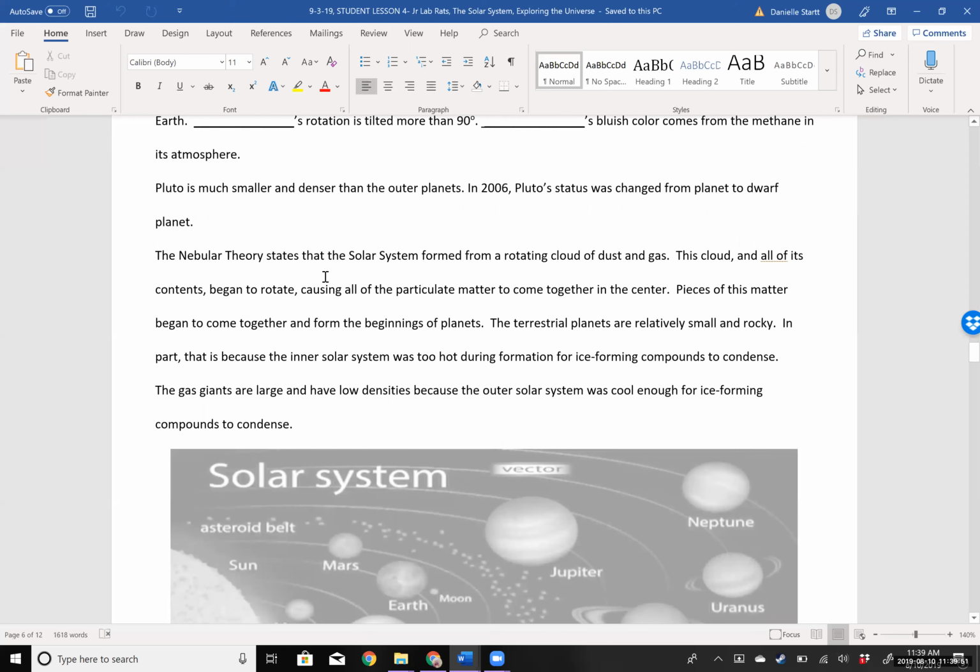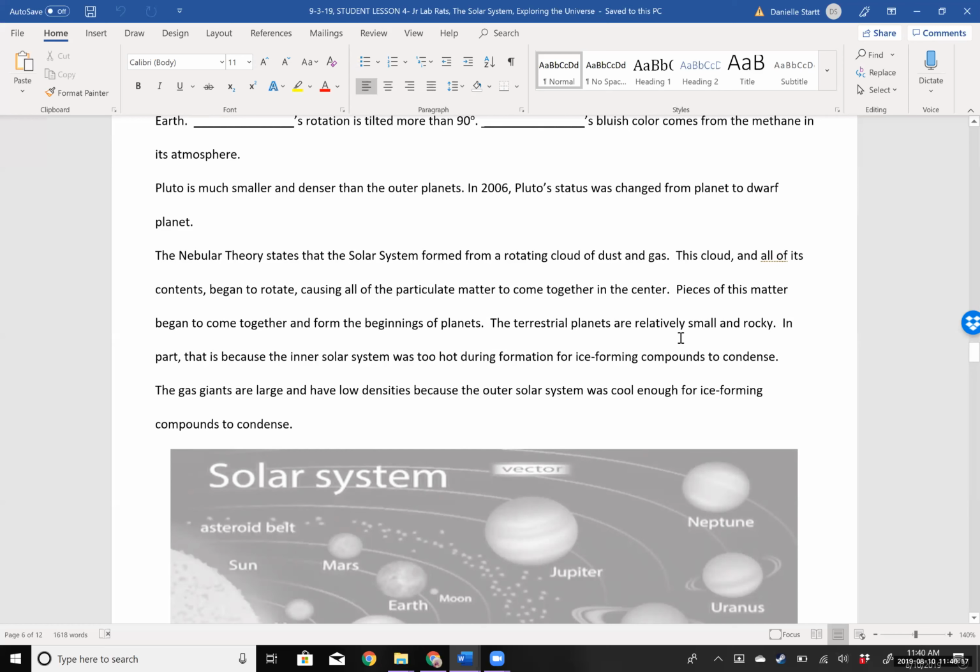The nebular theory states that the solar system formed from a rotating cloud of gas. This cloud and all of its contents began to rotate, causing all of the particulate matter to come together in the center. So you have to envision this. It's really cool. You have this big cloud of gas. It starts rotating. All of the solid pieces kind of squish together in the center. All right? Pieces of this matter began to come together and form the beginnings of planets.